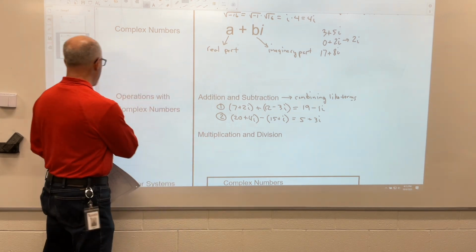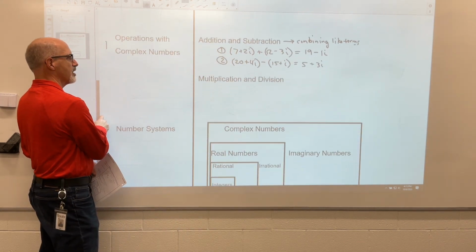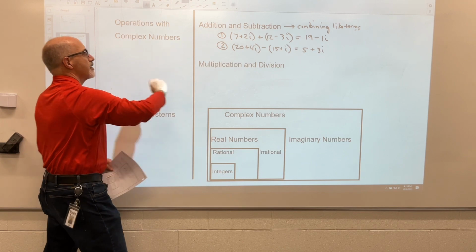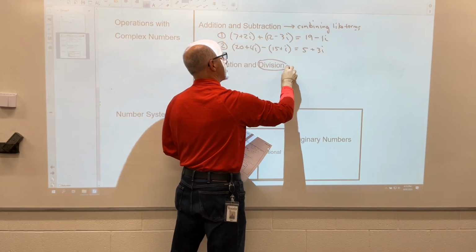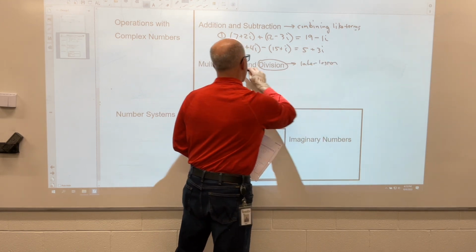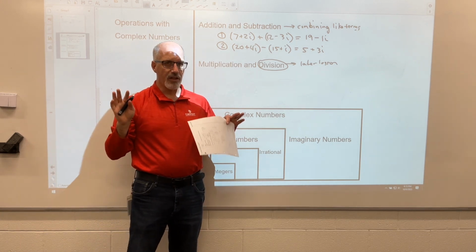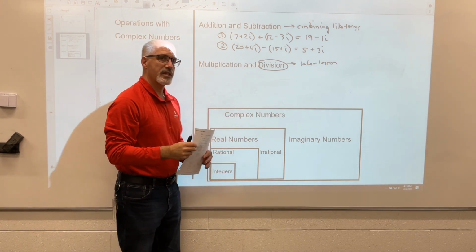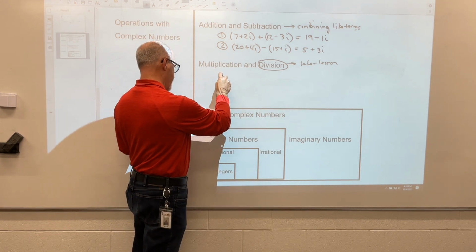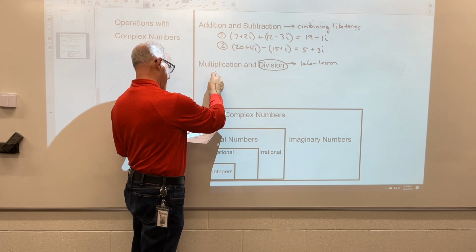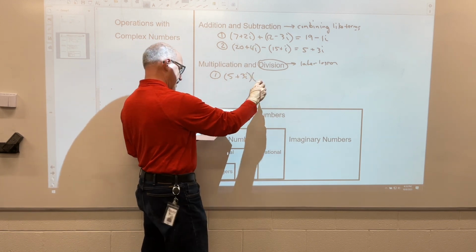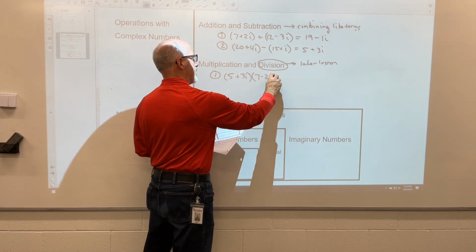Now let's talk about multiplication. We'll turn to division later, that will be a later lesson. Let's focus on multiplication. This is going to look a lot like what we were doing with the double distributive property for our binomials. So in this one, we're going to do 5 plus 3i and multiply times 7 minus 2i.